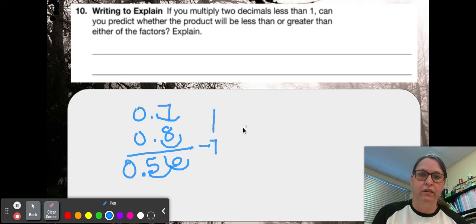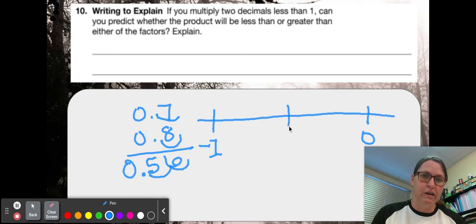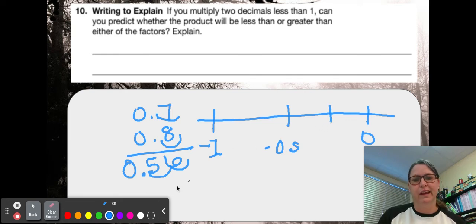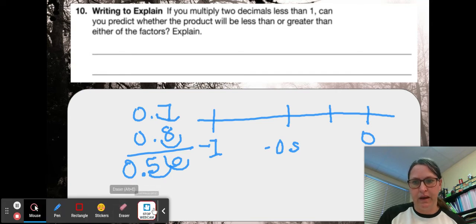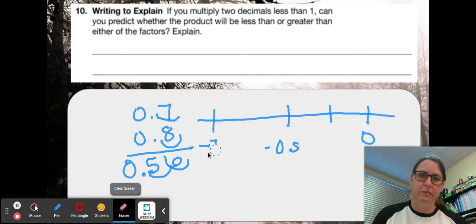I've got 0 right here. Let me erase that. That's a bad example. I'm using negatives, and I'm not supposed to do that. Okay, here we go.